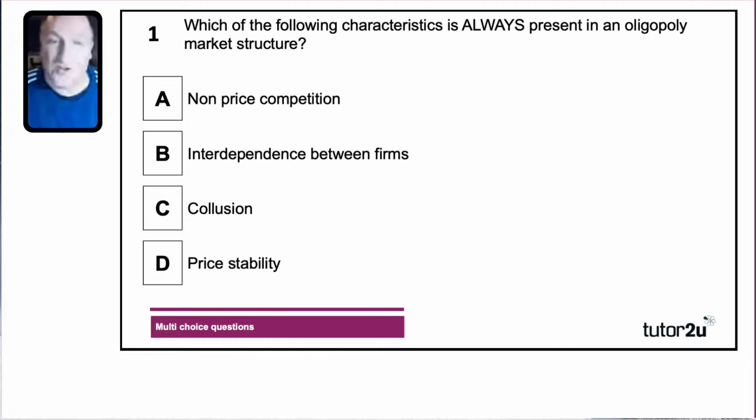Question number 1. Which of the following characteristics is always present in an oligopoly? So there are your 4 options: non-price competition, interdependence between firms, collusion, and price stability. Now we have 200 people in the live stream. What do we think here? Which of these is always present? Just to give you a little clue, the answer is either A, B, C, or D.